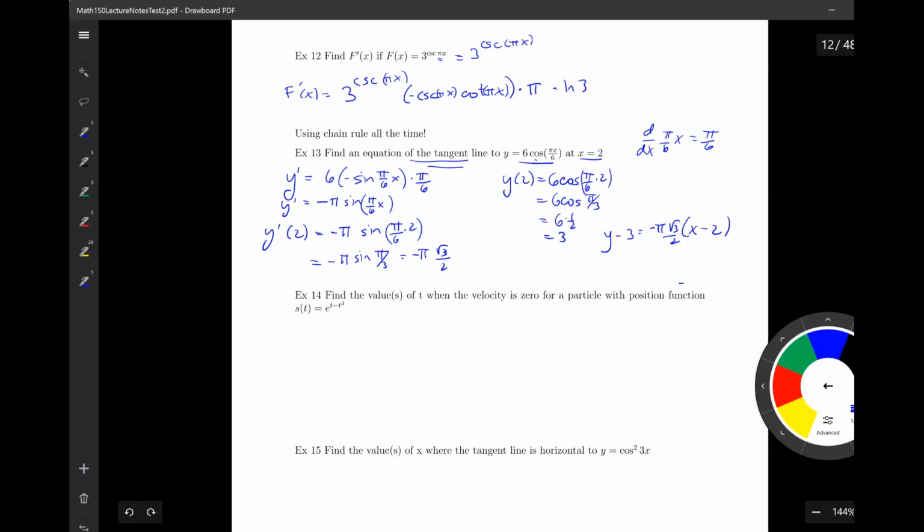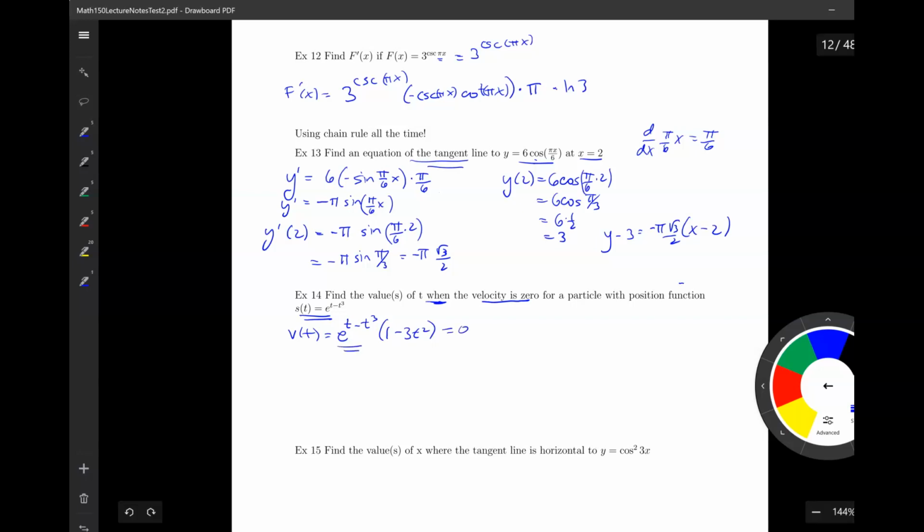Okay, so let's move on to this one here. This is the position, and what are they asking? So find the time when the velocity is 0. Okay, so let's go find the velocity. So the derivative of e to the stuff is e to the stuff times the derivative of stuff. And now I'm going to set it equal to 0.